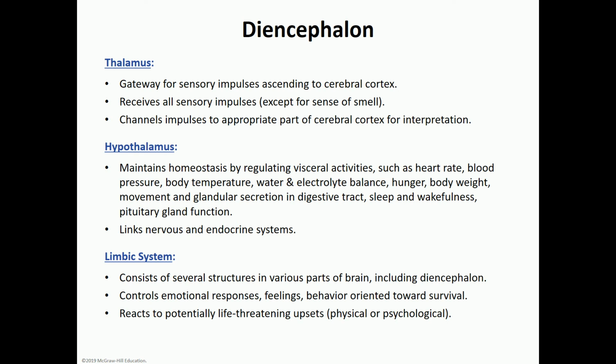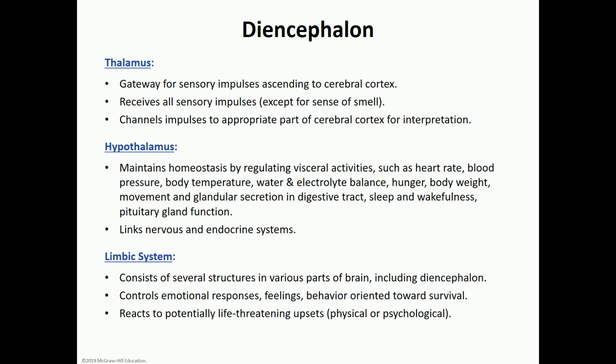Now, the hypothalamus is named that because it's underneath the thalamus, so hypothalamus. That is the link between the nervous system and the endocrine system. And some textbooks actually combine both systems together and call them the neuroendocrine system. The hypothalamus is all about homeostasis.